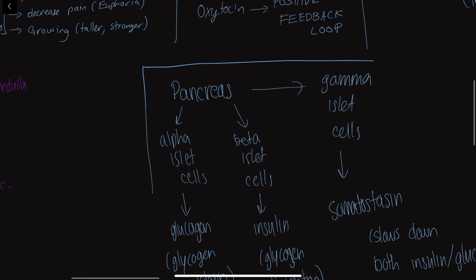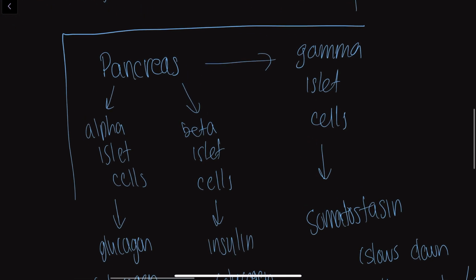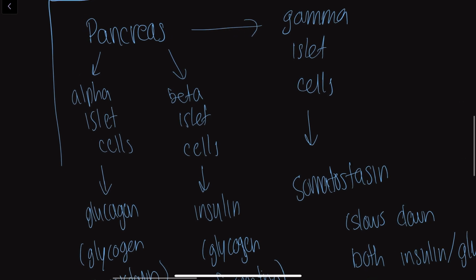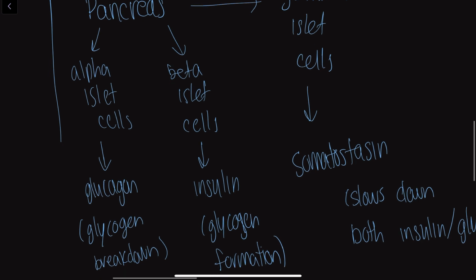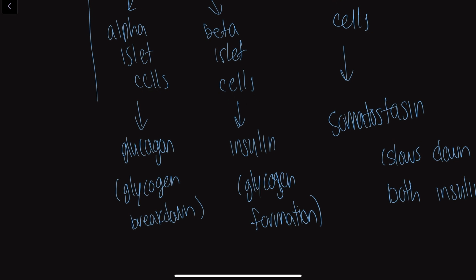So then finally we have the pancreas for the peptide hormones. There's going to be the alpha islet cells, beta islet cells, and gamma islet cells. These are all going to make peptide hormones. And again, the glucagon is going to be responsible for, okay, first of all, the way I like to remember it is glucagon is going to be released when glucose is gone. So when you have a low amount of glucose, glucagon is released.